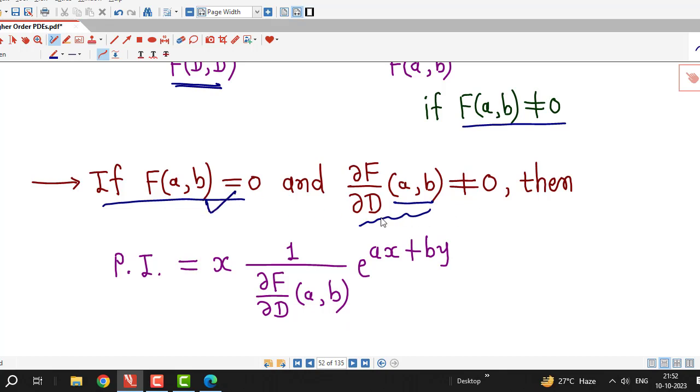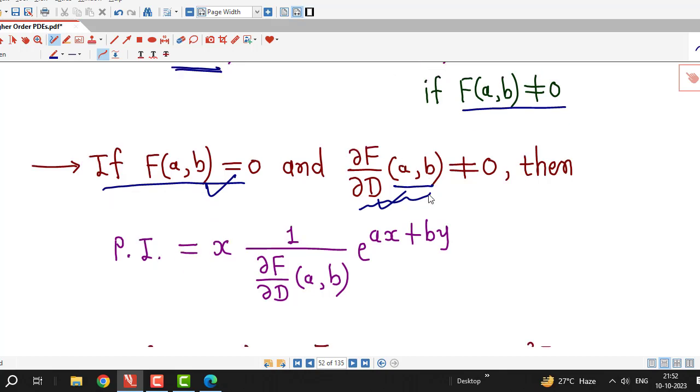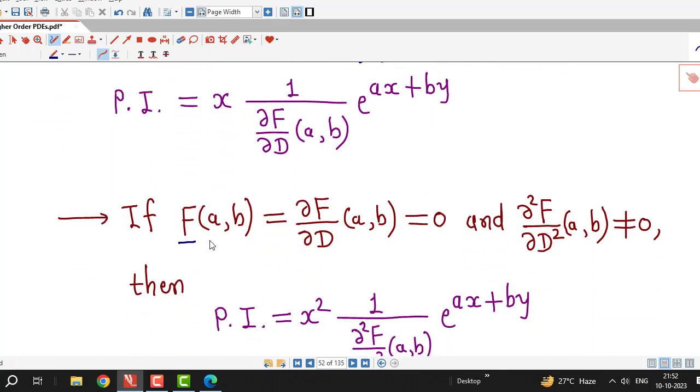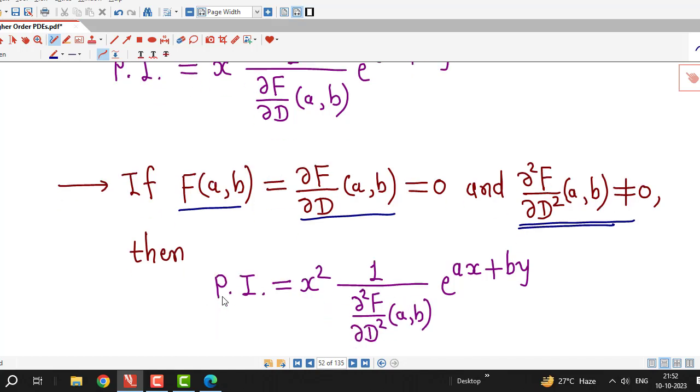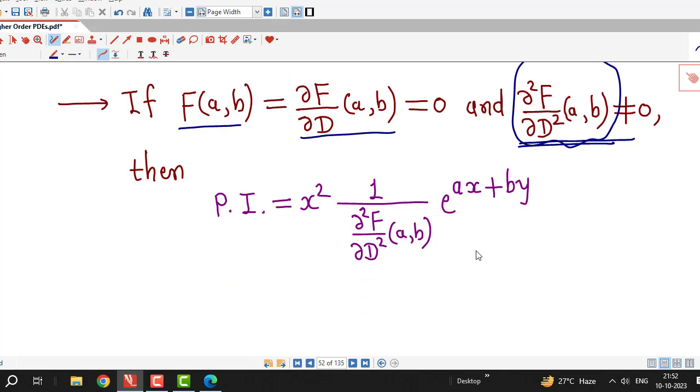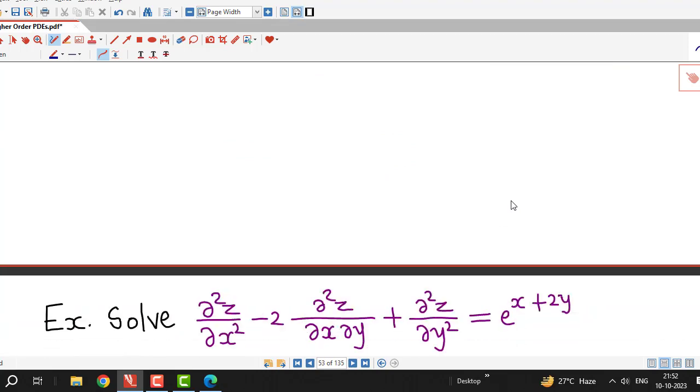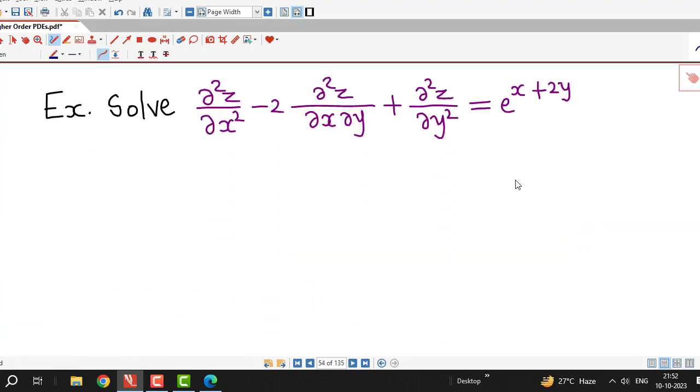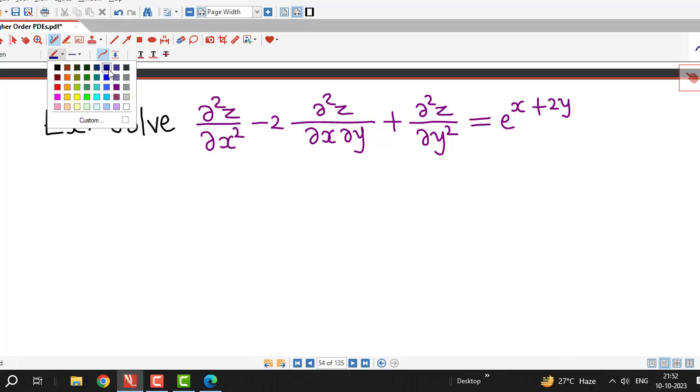Now suppose this is 0 and this is also 0, then we have to go for the second order derivative. So if F(a,b) is 0, the first order partial derivative of F with respect to D at (a,b) is 0, and suppose the second order partial derivative of capital F with respect to D at (a,b) is non-zero, then the particular integral is x squared times 1 over the value of this derivative, e raised to ax plus by. So remember this formula for shortcut methods when the right hand side is f(x,y), and using that formula we try to find the general solution of these equations.